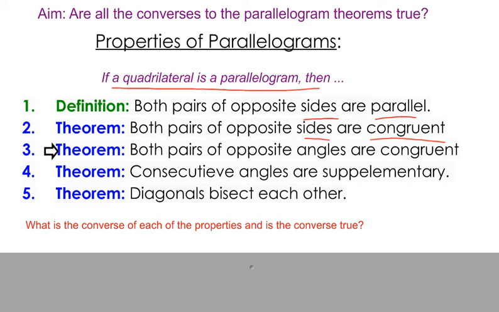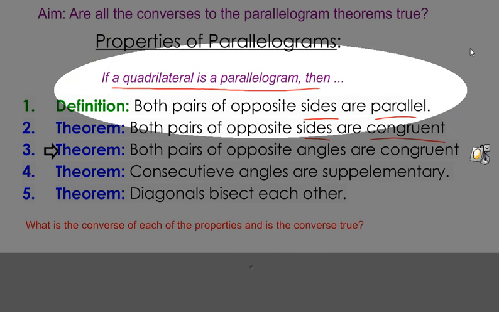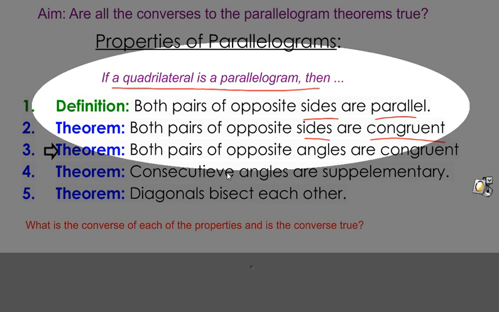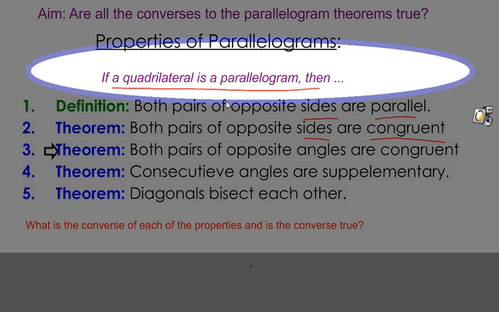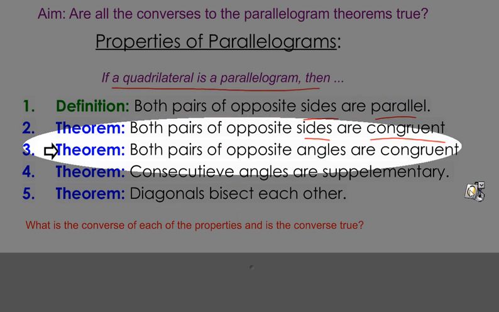And if you looked at the previous proof, I actually proved that if both pairs of opposite sides of a quadrilateral are congruent, you have yourself a parallelogram. This is the one I would like to focus on now. If a quadrilateral is a parallelogram, then I know that both pairs of opposite angles are congruent. So I'm focusing on this piece of information right here. If a quadrilateral is a parallelogram, both pairs of opposite angles are congruent.